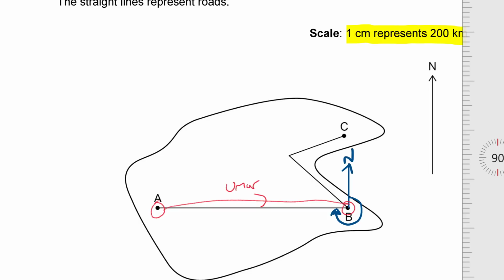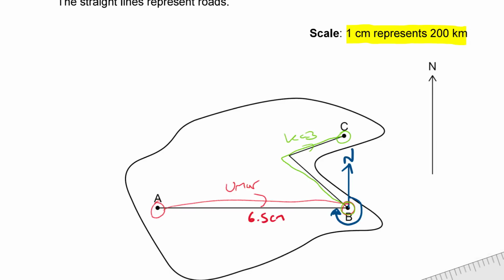And then Kaz is going from B up to C, then from here along here and then up to here, up to C. So that's Kaz's route. And these two other dimensions are 2.7 centimeters and 2 centimeters, which together, 2.7 plus 2, gives you 4.7 centimeters for Kaz's journey. Okay, so you've got 6.5 centimeters and 4.7 centimeters. Now don't forget that 1 centimeter represents 200 kilometers.